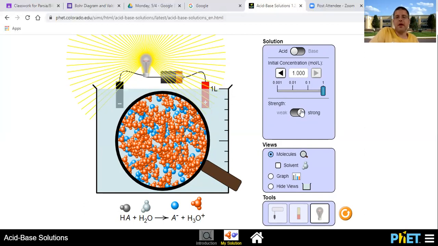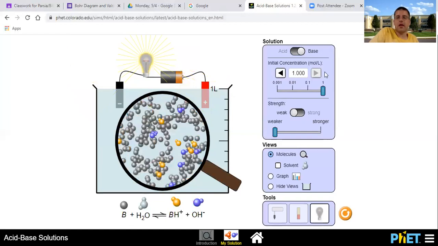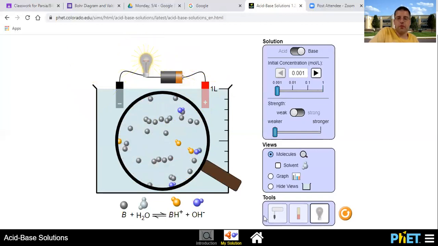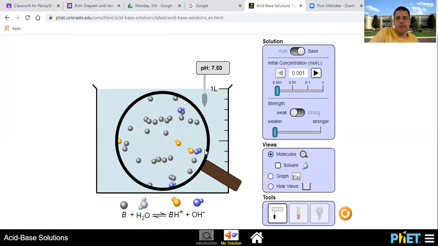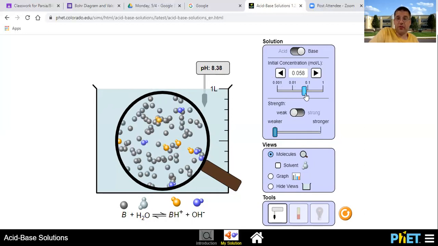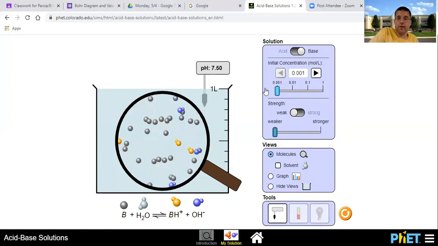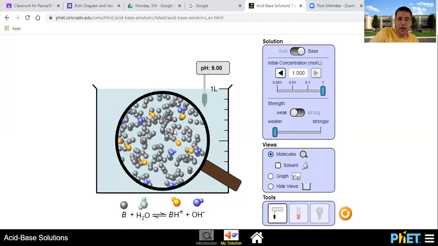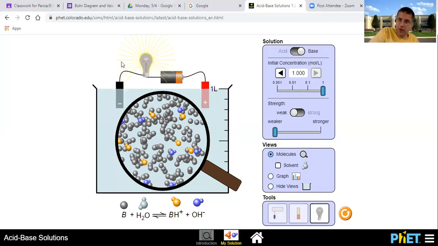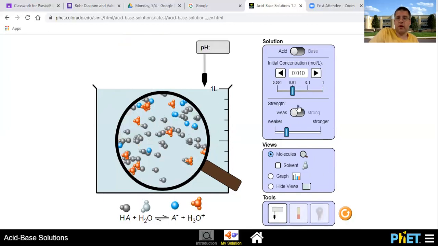Okay, so let's go to the base. Start with the weak base. Right now, our pH is 7.5. We have a weak base, so you're not going to see much dissociation. We're going to go from 7.5 and increase the concentration, same thing, 0.001 to 1. We're adding base, but it's not dissociating much. So we went from 7.5 to 9. Hardly any dissociation, so the pH went up a little bit. Have some light.